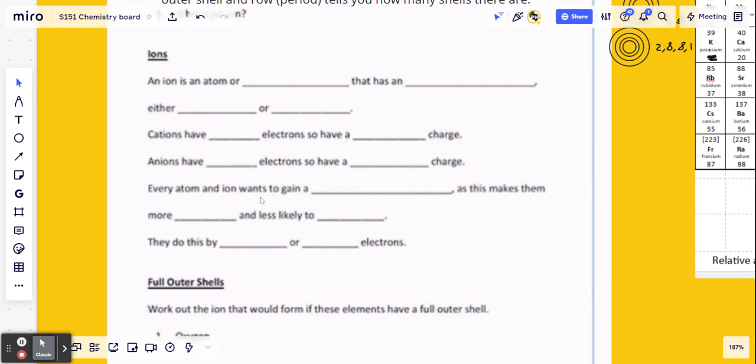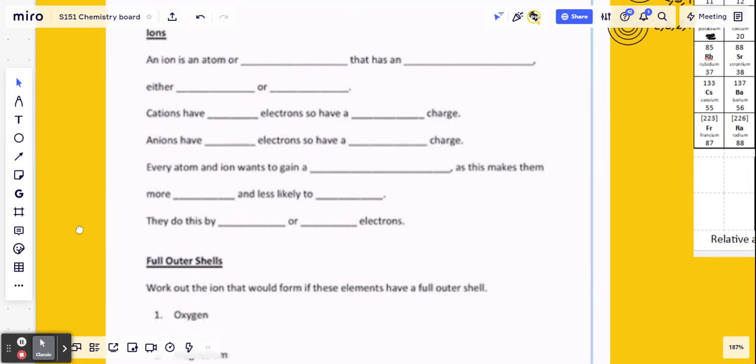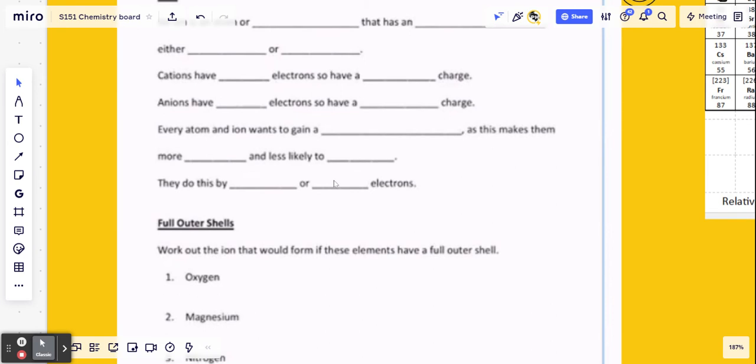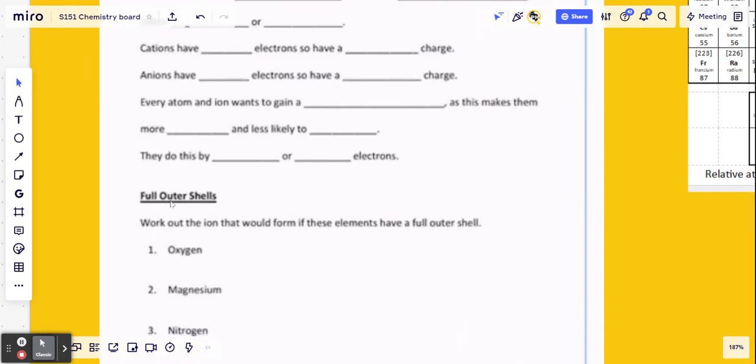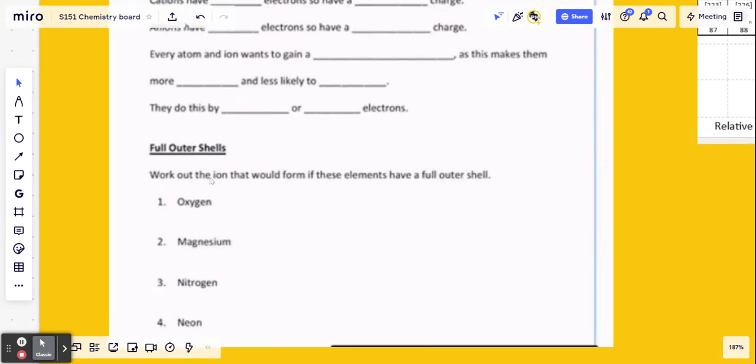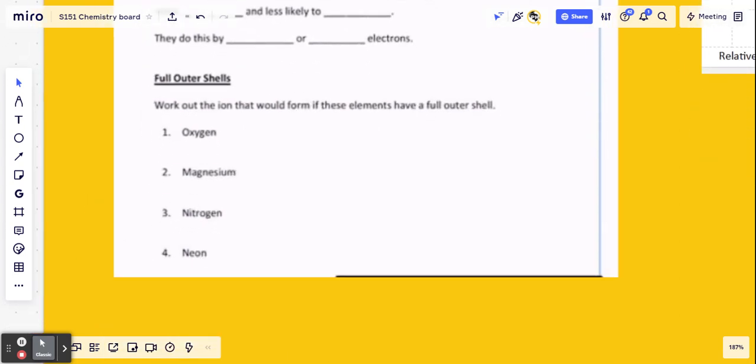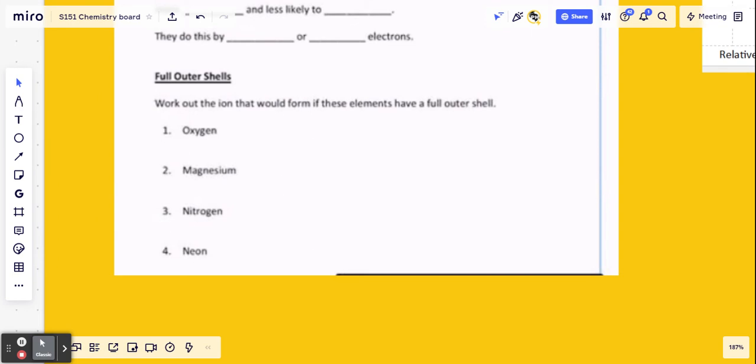Every atom and ion wants to gain a full outer shell, as this makes them more stable and less likely to react, I'm guessing. They do this, I'm not sure what that word is. Sorry, I've given you rubbish questions here. But certainly gain a full outer shell. A better question is: work out the ion that would form if these elements have a full outer shell.